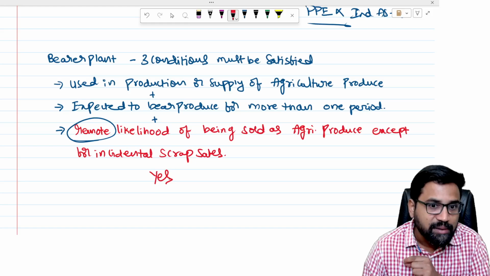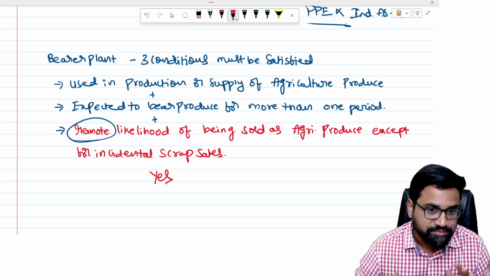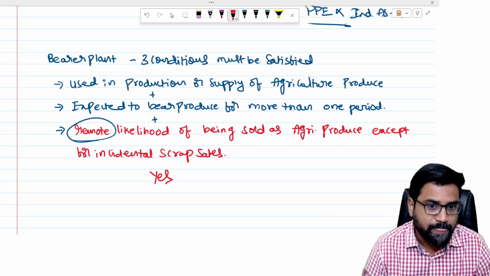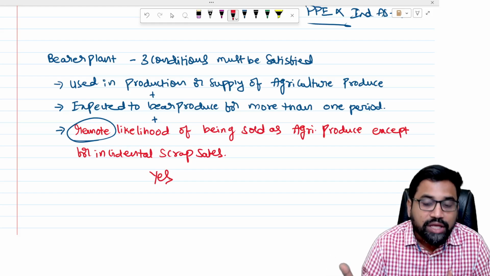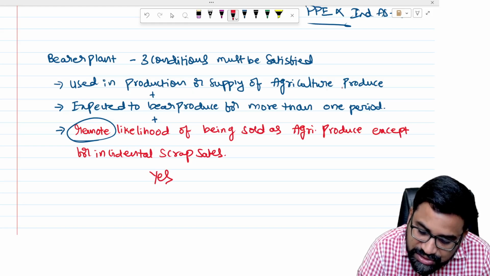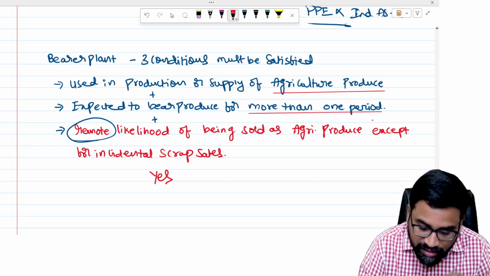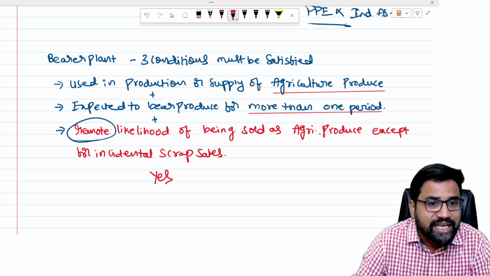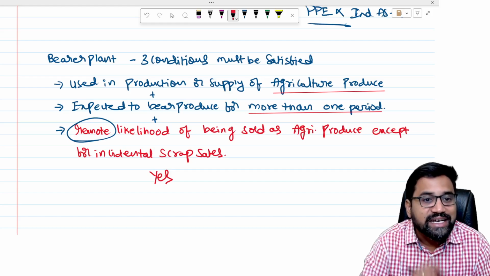For example, ITC company producing Ashirvad Atta. In Punjab, they have so many agriculture farms where they are growing different types of crops. So, are the plants they are growing bearer plants? How to apply this? First of all, is it used in production or supply of agriculture produce? Is it expected to bear produce for more than one period? Is there a remote likelihood of it being sold as agriculture produce? That means the plant itself is sold as agriculture produce. The answer is no. Then it is called a bearer plant, and this standard is applicable.